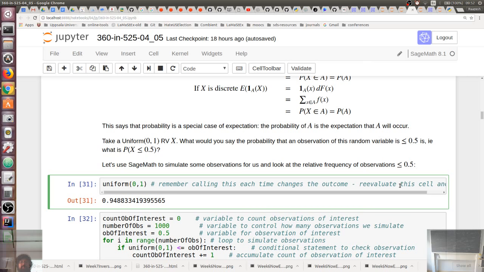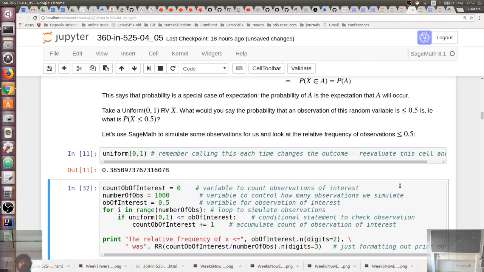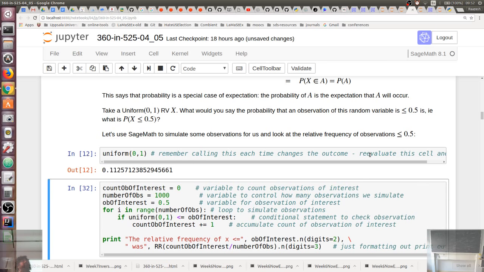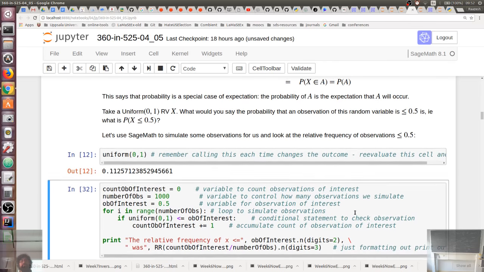So let's do some simulations. Again, we'll do this black box for now. So uniform 0, 1 is just going to give me samples. If you evaluate it again, you'll get a different number, right? So there's some mechanism under the hood that's serving me these samples that are mimicking independent samples from the fundamental random variable uniform 0, 1.